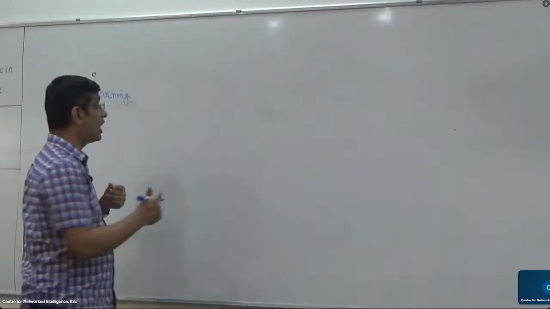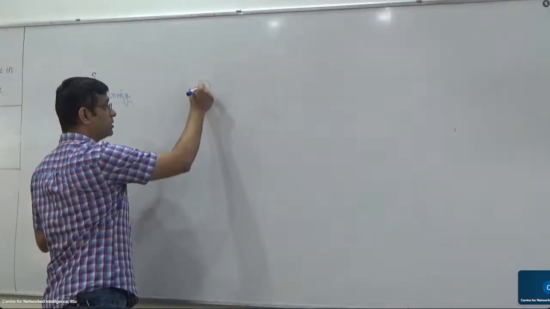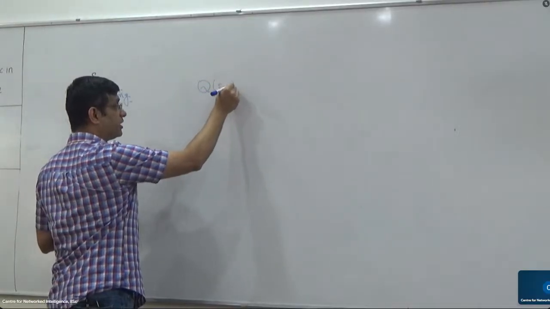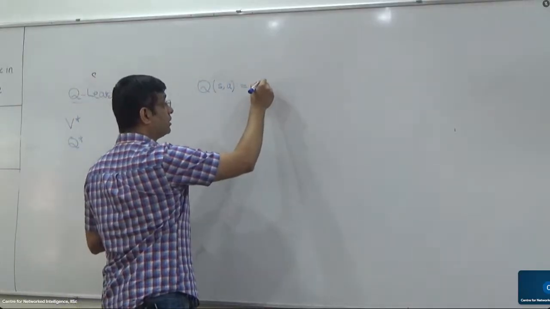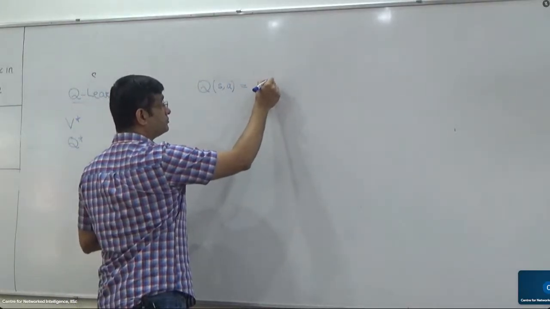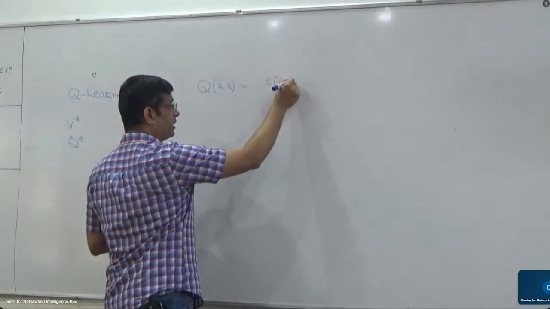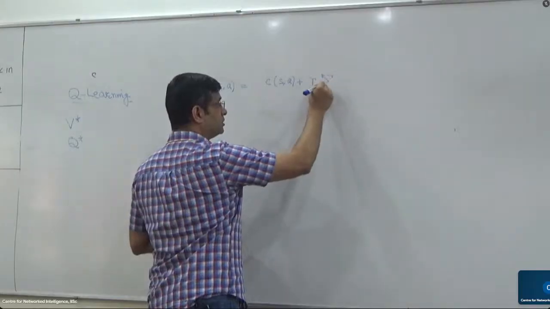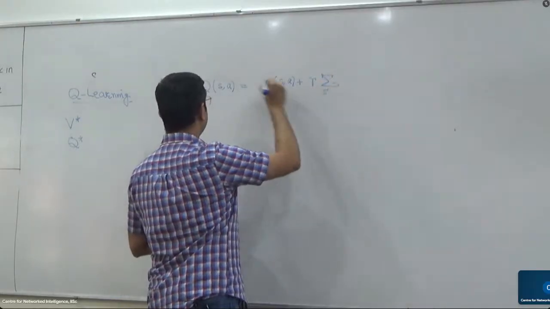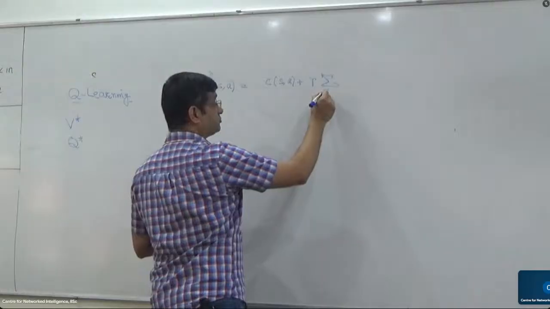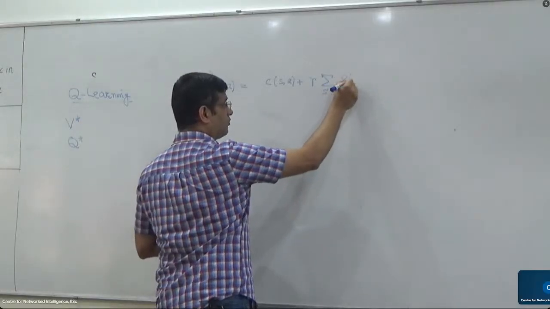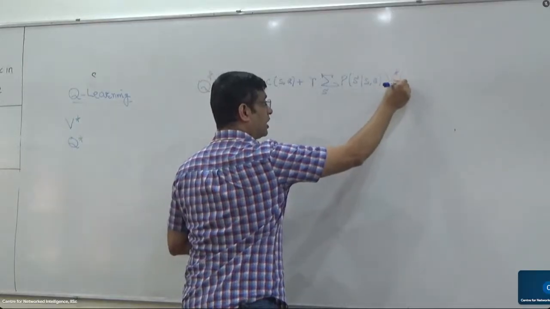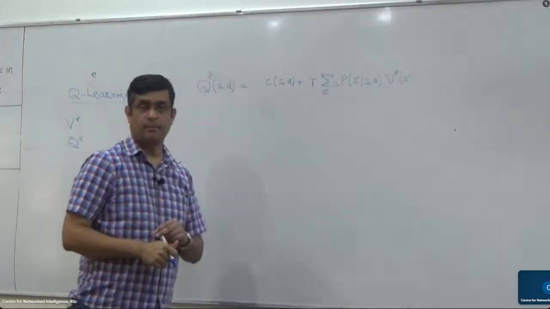Now recall our recursion for the Q function. The fixed point for the Q function is Q of S and A equals C of S and A plus gamma times the summation over S prime of P of S prime given S and A, times V star of S prime, where V star is the minimum over Q star of S prime. Okay.